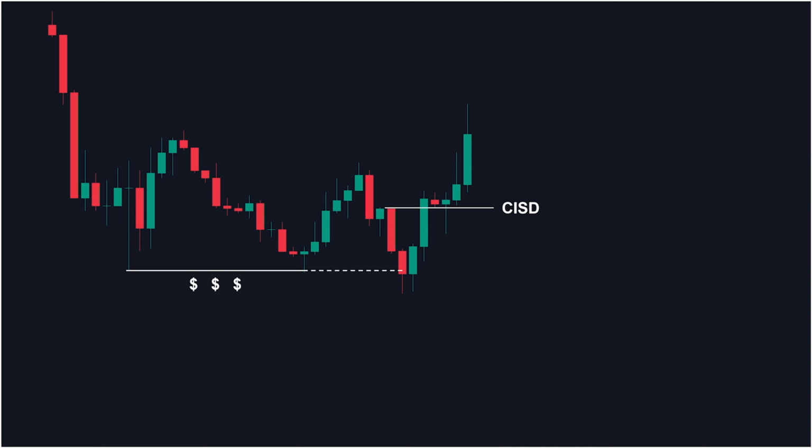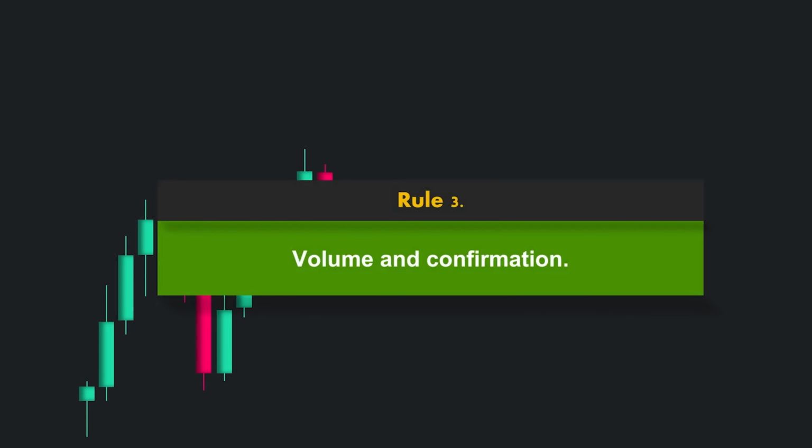This is a strong signal that the market has gathered enough momentum for the reversal, increasing the validity of the setup. Rule number 3: volume and confirmation. For a valid CISD setup, it's important to focus on the trading volume and momentum. The price momentum and volume can often be identified through the formation of fair value gaps.